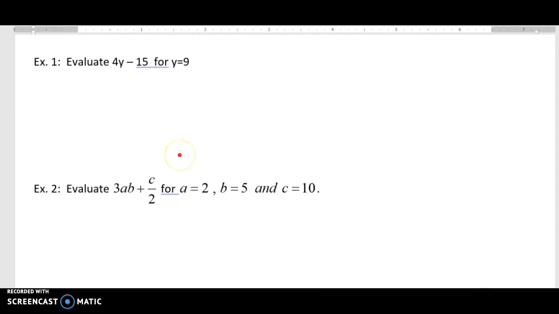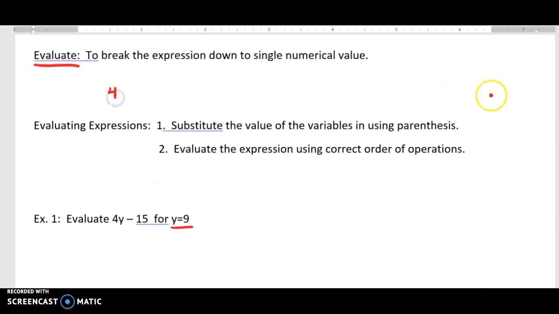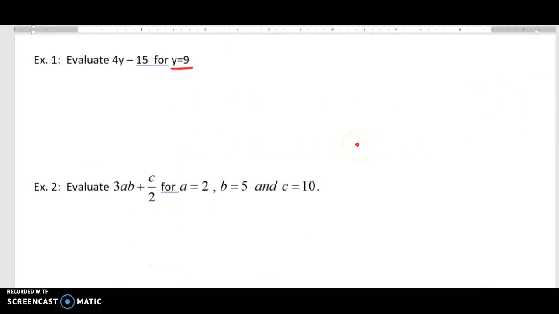So example one, to evaluate the following expression, what I would do is everywhere you see a y, you're going to kick it out and replace it with a 9. So 4 times, kick y out, replace it with 9, minus 15. When you see 4y, you have to think 4 times y. So what's 4 times 9? 36. 36 minus 15 would give you 21. Okay.